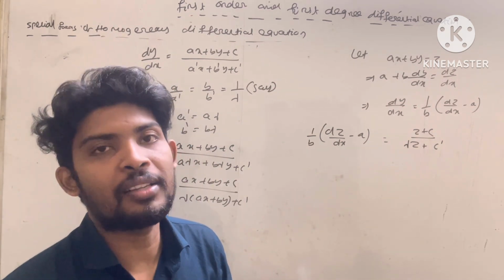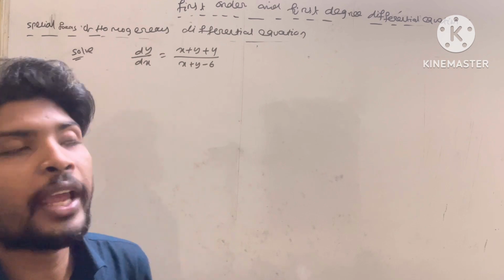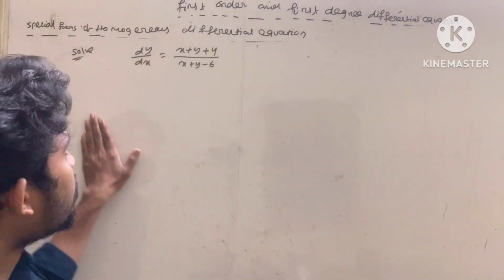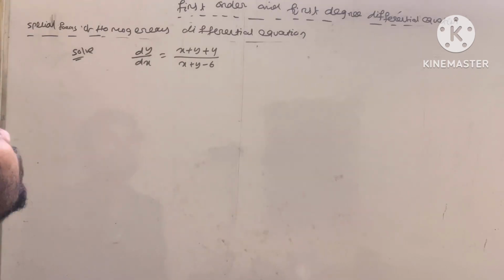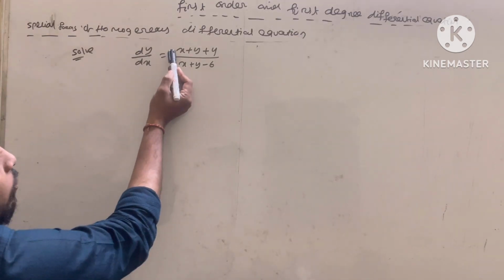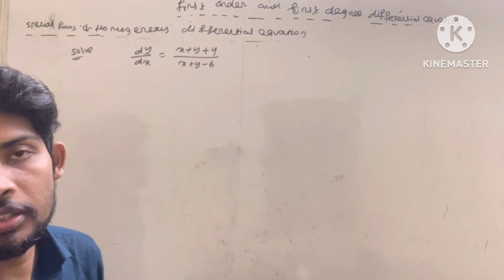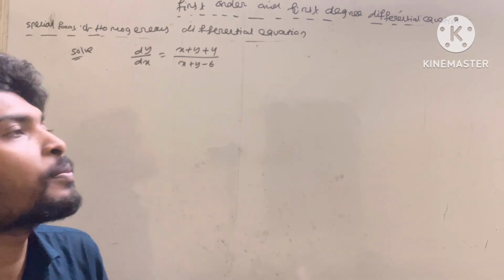Now let's take an example. Dear students, look at the example here. Dy by dx is (x plus y plus 4) divided by (x plus y minus 6). Look here: 1 by 1 is equal to 1 by 1, so a by a dash is equal to b by b dash. This is case 2 of the special forms.